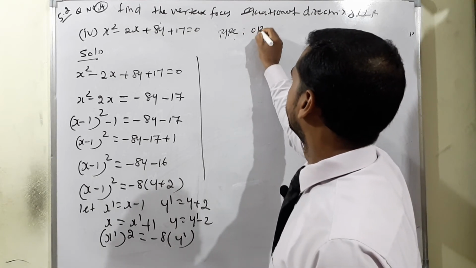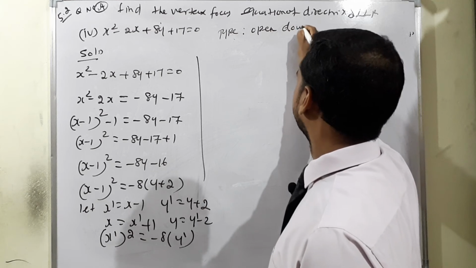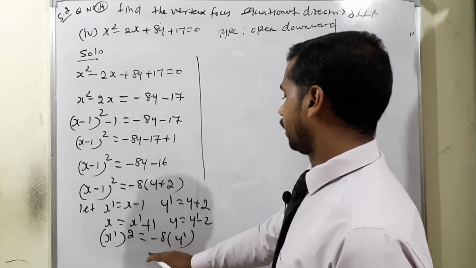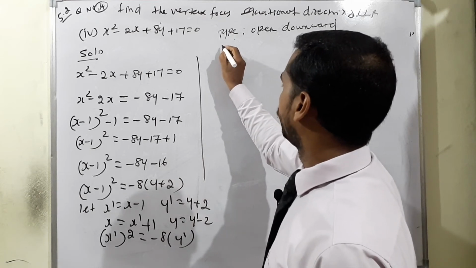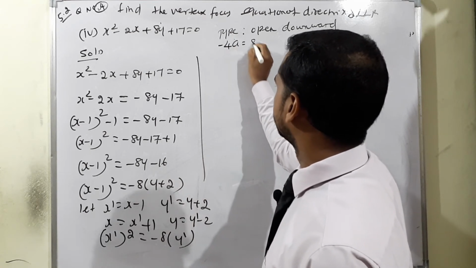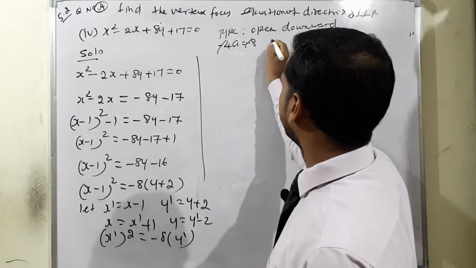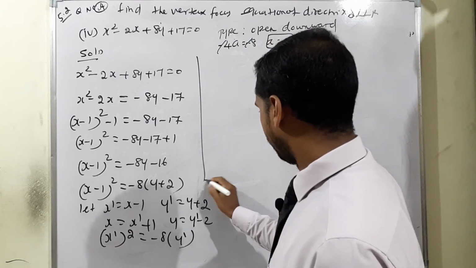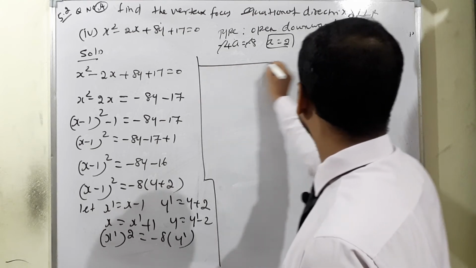What is the type? x square is equal to negative 4a means open downward, isn't it? Type: open downward. Definitely x square is equal to negative 4ay, means negative 4a is equal to negative 8, negative cancel. Therefore a is equal to 2. Now we can apply the easy tabular column.